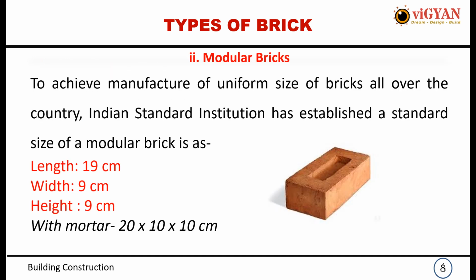Modular bricks have uniform size throughout the country as specified by the Indian Standard Institution. Their sizes are length 19 centimeter, width 9 centimeter, height 9 centimeter. For calculation purpose, along with the mortar, it is considered as 20 centimeter by 10 centimeter by 10 centimeter. That means we consider a thickness of mortar of 10 mm.